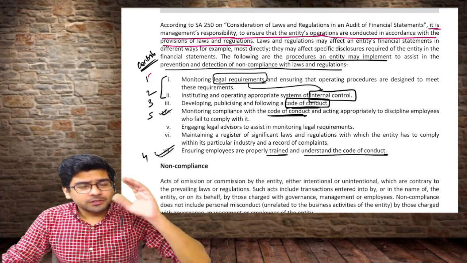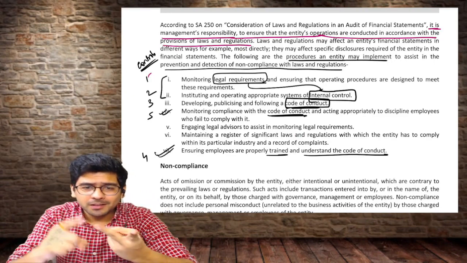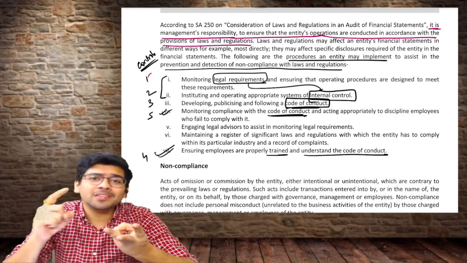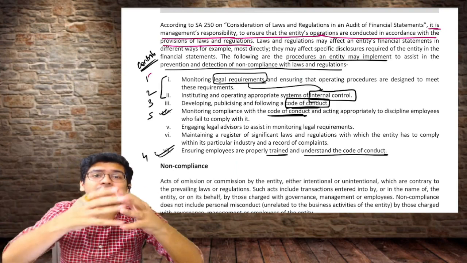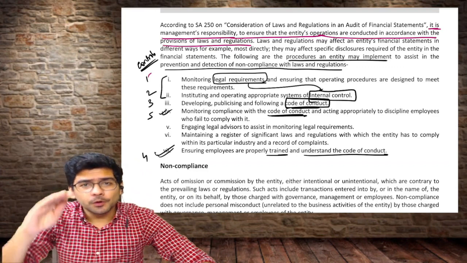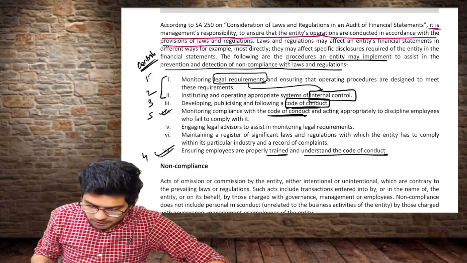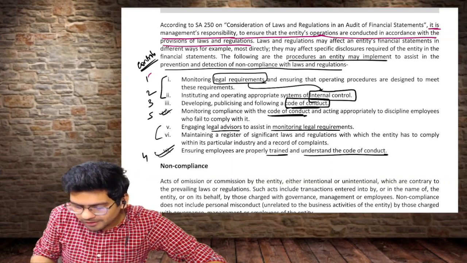Are you able to understand? Third, fourth, and fifth, all 3 points with respect to code of conduct. First they develop it, then they communicate and train people accordingly, and then thirdly, as in my 5th point, they are going to monitor whether employees are adhering to the code of conduct or not. Okay, 5 points done. 2 more points. Now 6th and 7th, very simple. Engage legal advisors to assist monitoring legal requirements.